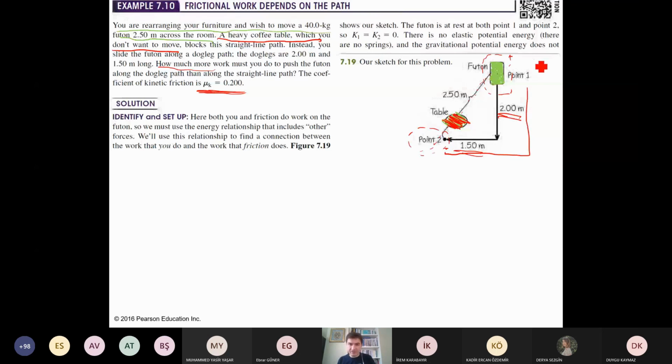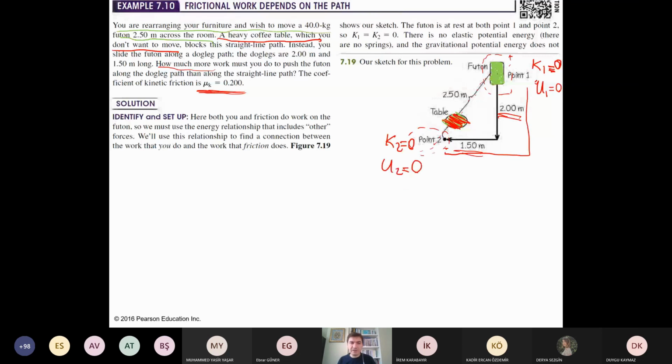What about the kinetic energy here? It is 0, okay? At the beginning, kinetic energy is 0 because it is at rest. Finally, kinetic energy is 0 because it is at rest. So there is no potential energy change here because the y position of the futon is the same. And what about the elastic potential energy? There is no spring here. So the total potential energy at the beginning is 0, and the final potential energy is 0.